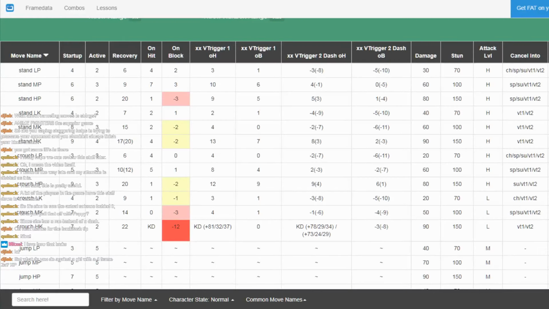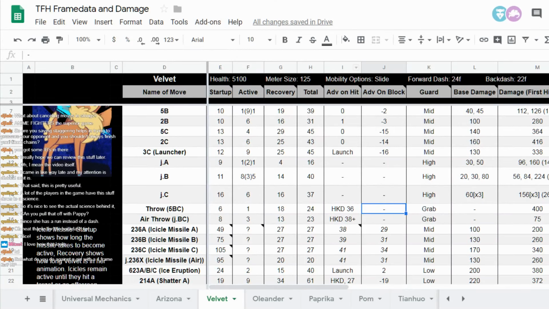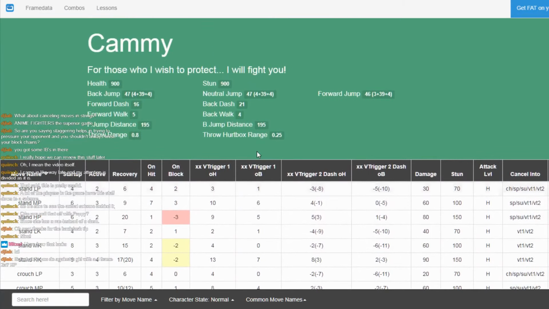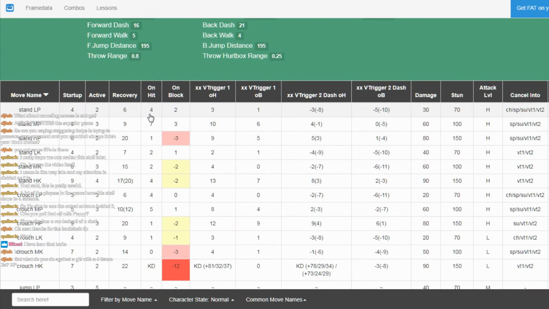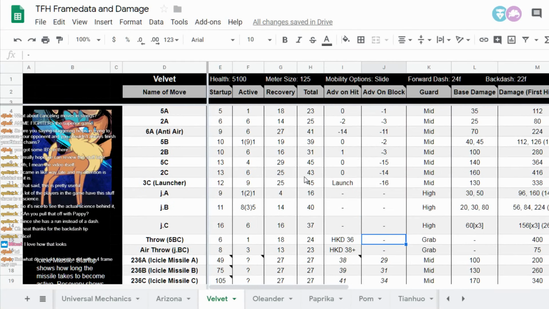Advantage on hit is a lot less important in TFH than it would be in, like, Street Fighter. I went over the fact that in Street Fighter and other games like that, advantage on hit is important because it lets you know which moves can link into which, but because you can just cancel your moves into each other in this game, it doesn't matter as much. The only time it does matter is if you get a counter hit, because it adds 6 to this value. So if you get a counter hit 5A, you're plus 6, which means you can link another 5A. You don't have to cancel it. Or if you get a counter hit 2B, you're plus 7, which means you can link a 5A.